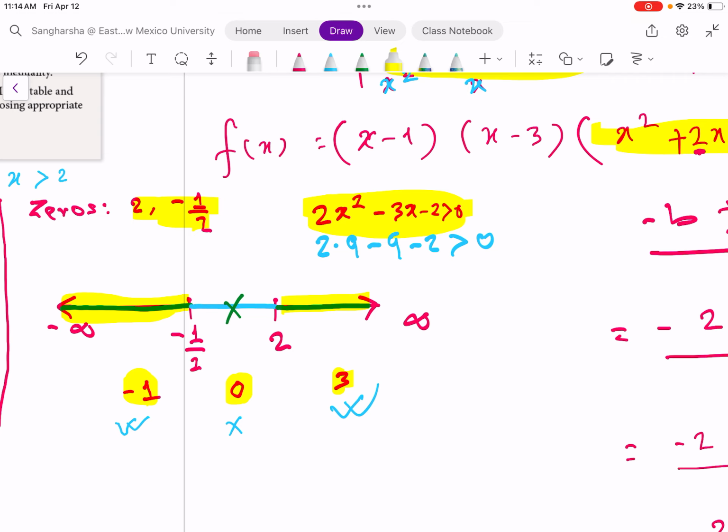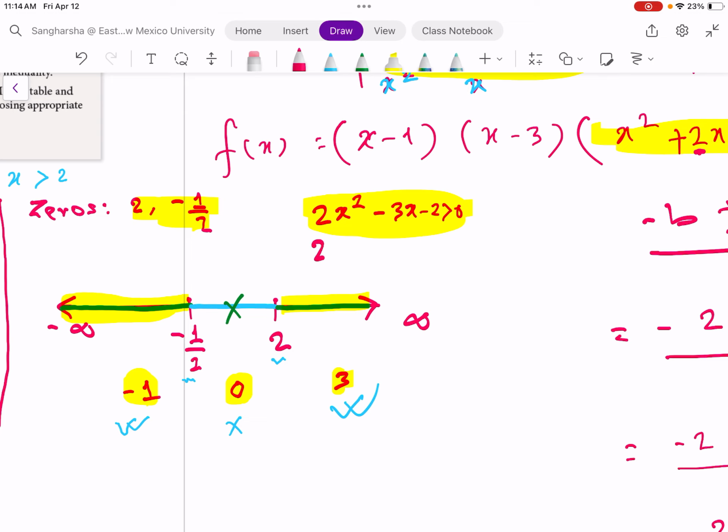Okay, now the next thing we also need to check, what about these points? So what about these -1/2 and +2? Are these the solution for this inequality or not? What do you think about -1/2? So let's substitute. The method is the same. You substitute -1/2 for each x.